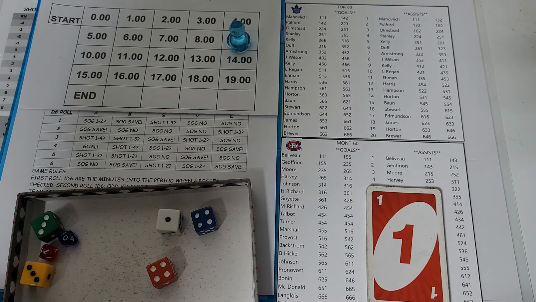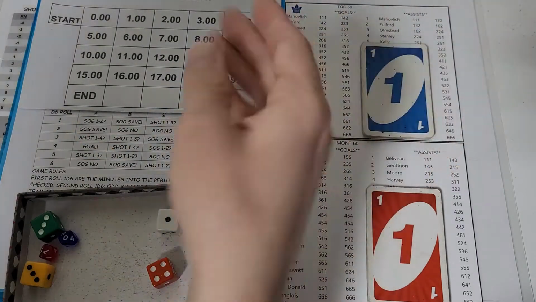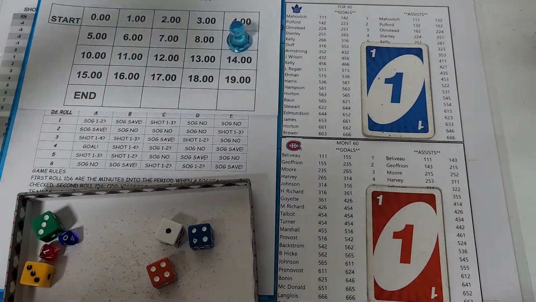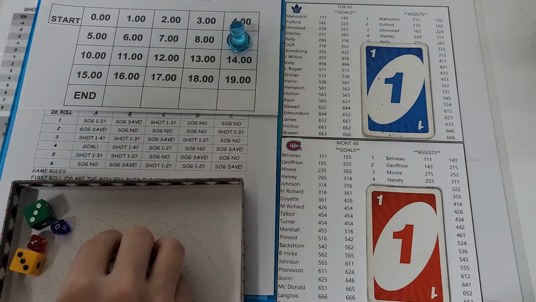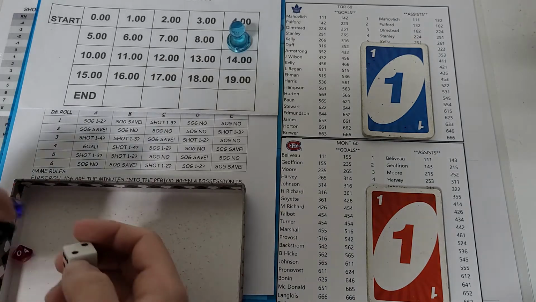4-1-4. 4-1-4 is Red Kelly. Again, like with Jean Beliveau, I could say Red Kelly has been a little quiet in this series anyway. A little quieter than one might expect. Okay, we roll forward here.